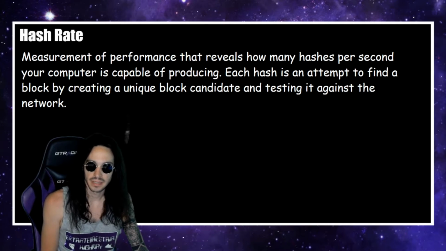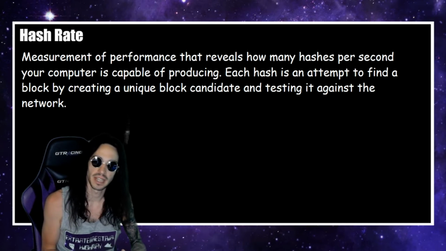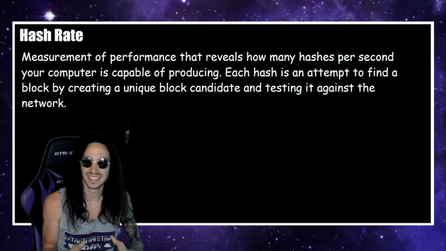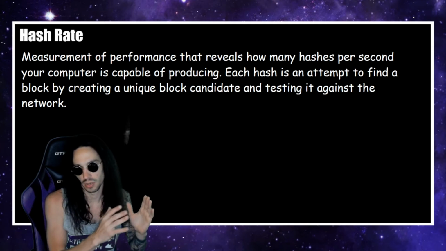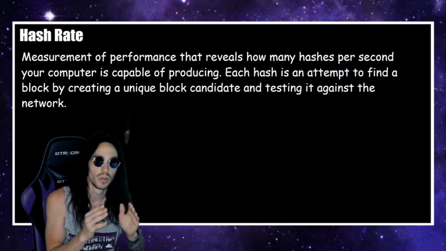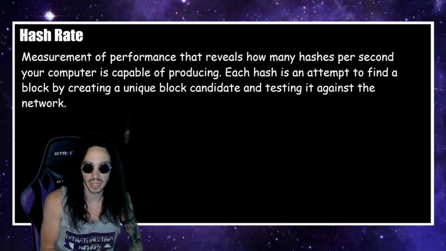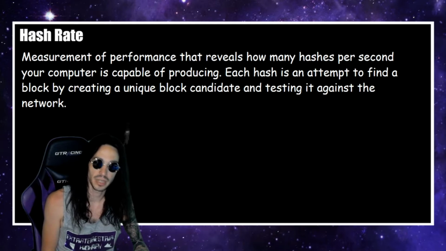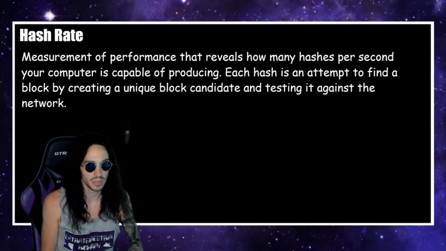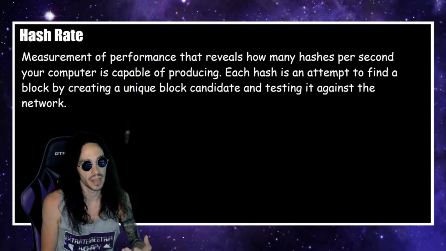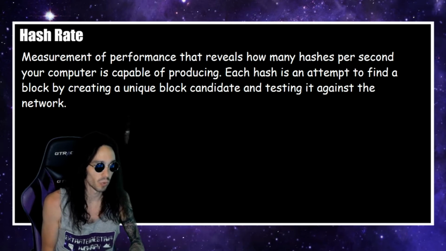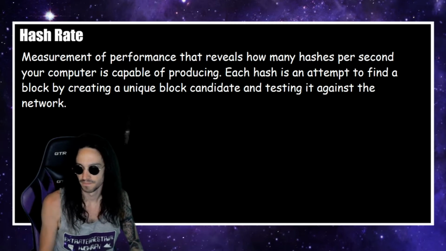The hash rate is the measurement of performance that reveals how many hashes per second your computer is capable of producing. Essentially, to sum it up, this is how well your computer is at mining. So if you have a high hash rate, then you probably have multiple GPUs going, and you've got a lot of fractions of cryptocurrency being generated for you. So you're doing a lot of work with your computer.